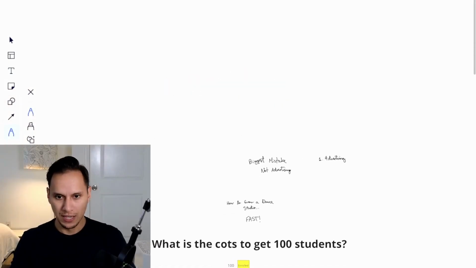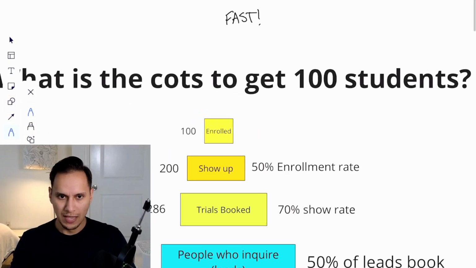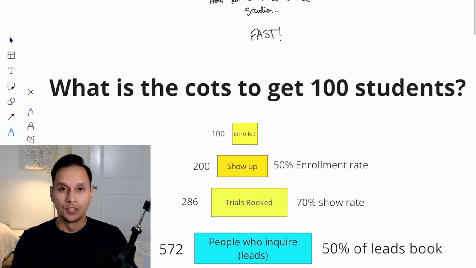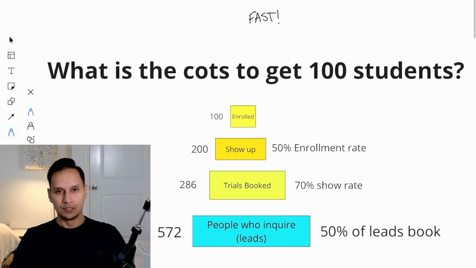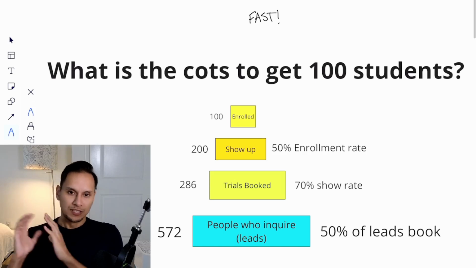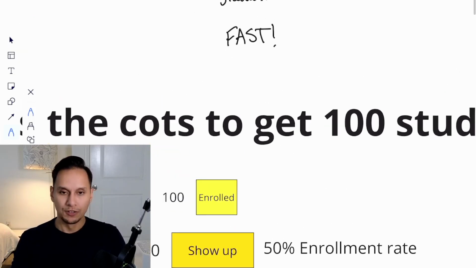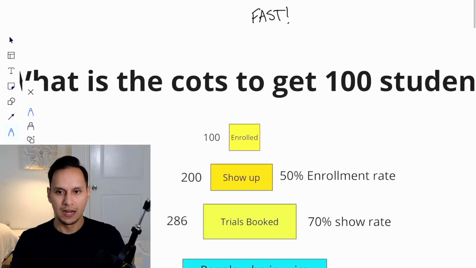Now, when it comes to advertising, a lot of people are like, okay, but how much should I spend? How much money should I invest in advertising? And I just want to share with you here on my screen, because I wrote this down. What is the cost to get 100 students to enroll at your studio? And so this is important. This is an important metric for you to know: how much does it cost to get 100 students?